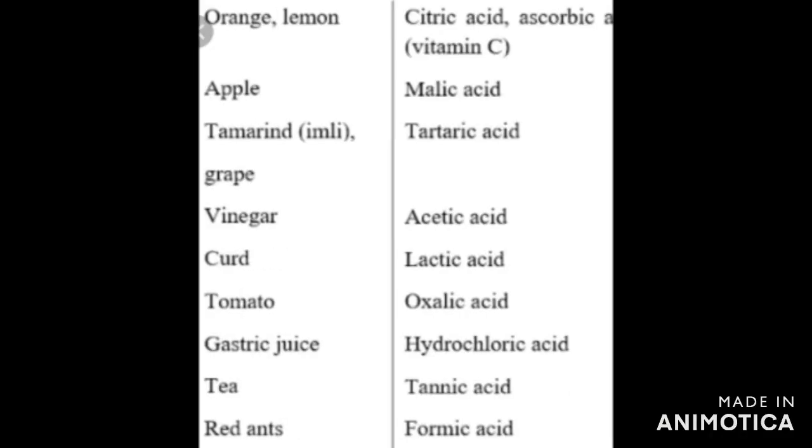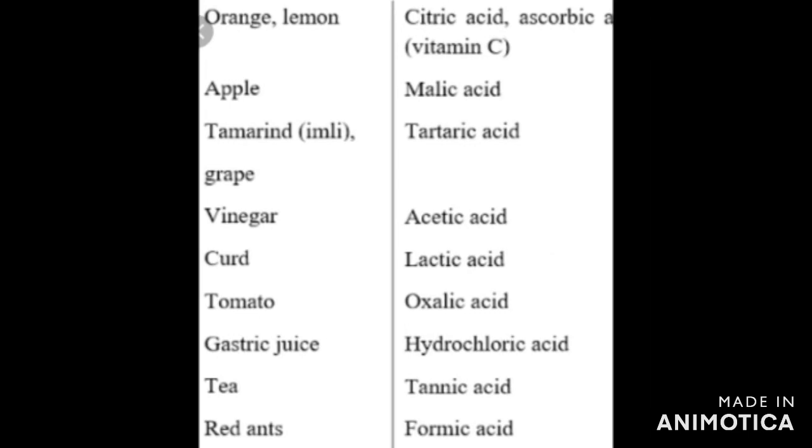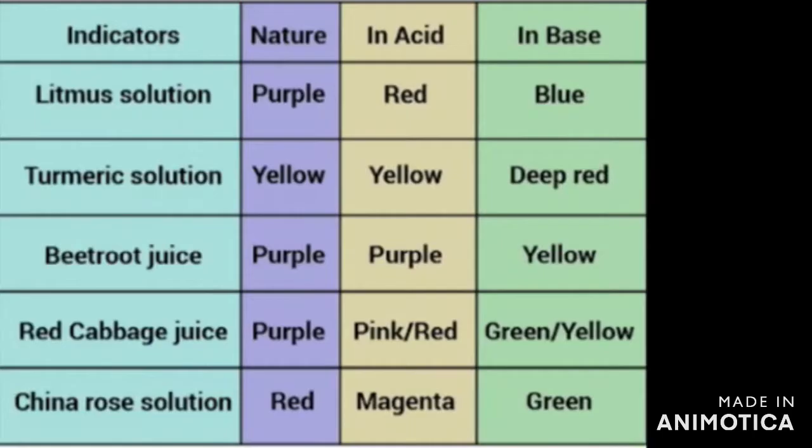Now we can see some substances and their acids. Orange and lemon: citric acid and ascorbic acid. Apple: malic acid. Tamarind and grape: tartaric acid. Vinegar: acetic acid. Curd: lactic acid. Tomato: oxalic acid. Gastric juice: hydrochloric acid. Tea: tannic acid. Red ants: formic acid. These are the acids and these are the substances in which they are found. Okay, let me give you a clear view on this. You can note these points.